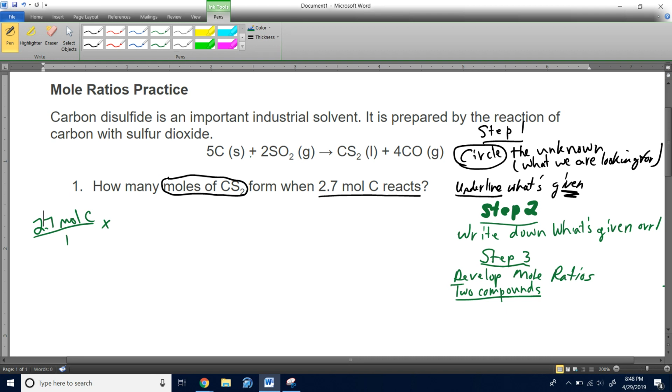So notice here, we have first compound CS2. We look for this CS2 in our balanced equation, and we can see that CS2 is right here. And then now we want to look for our other compound. Notice here they give us carbon. We could also find it in the equation.